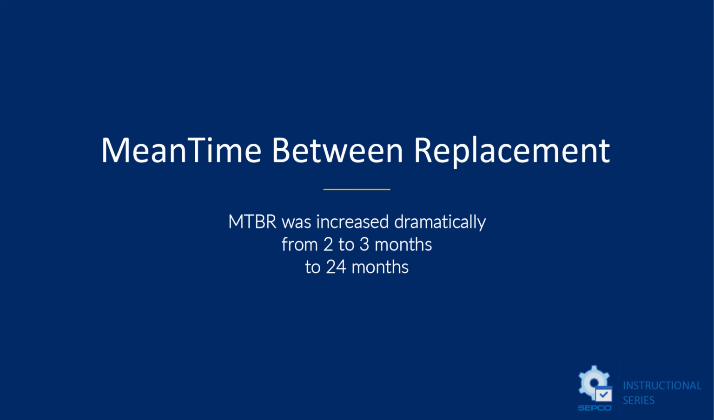In this case, the MTBR, mean time between replacements on that seal, they were getting roughly 2 to 3 months out of each seal, and they were pulling that pump to replace it. We are up to 24 months currently and still running in that pump. So we have dramatically increased the reliability of that pump.